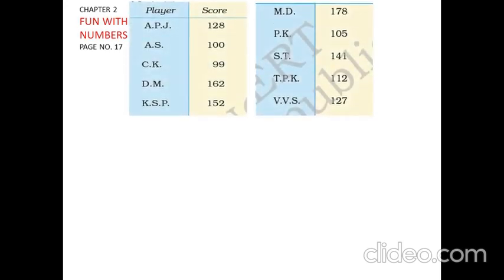Today we will start chapter 2, Fun with Numbers, page number 17 in your textbook. Here the top 10 scores in the Cricket World Cup are given. The name of the player and his score is given in the chart. Look at the chart carefully.